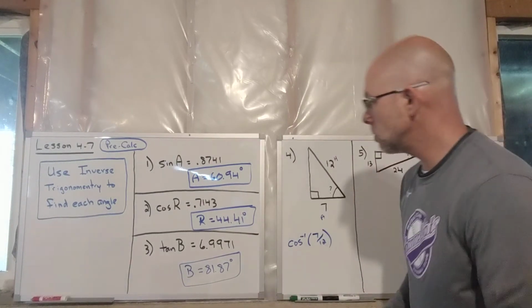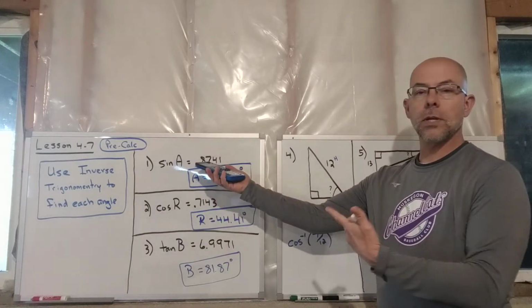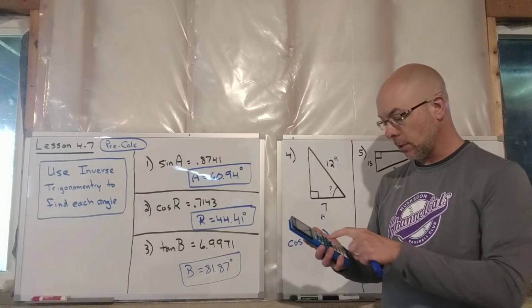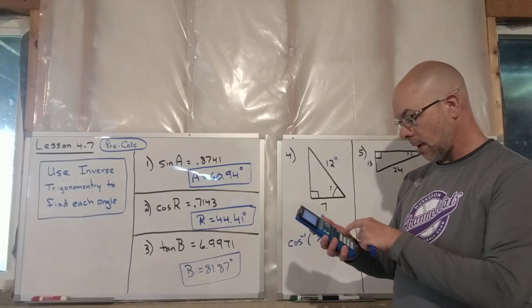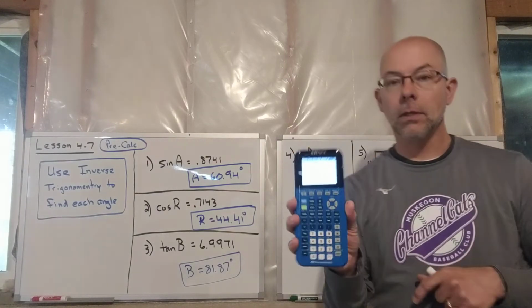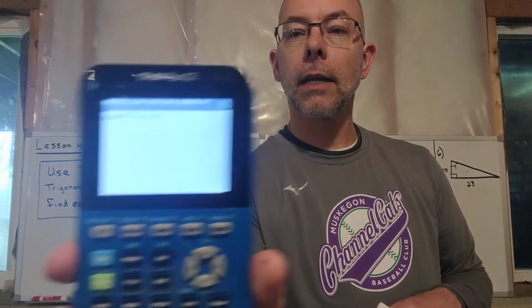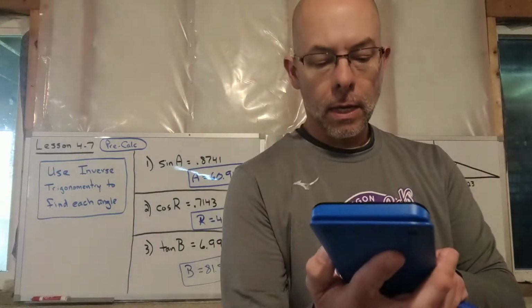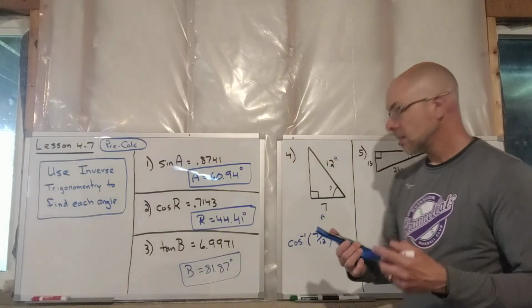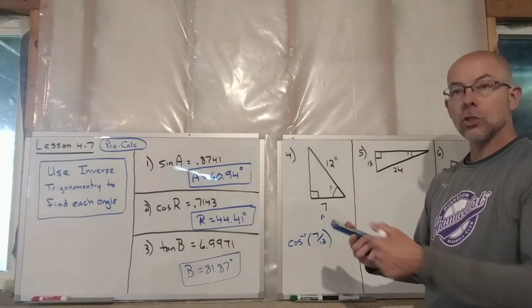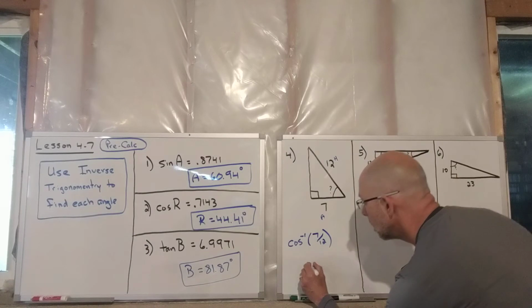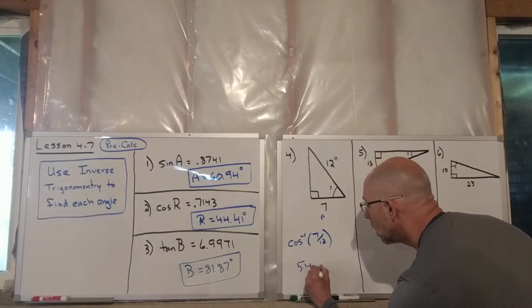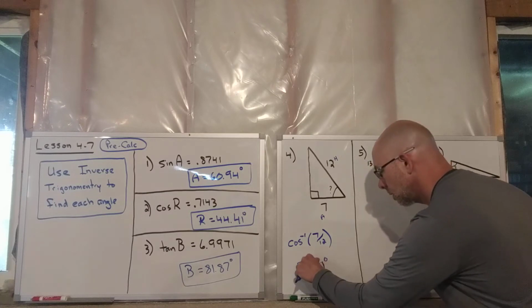So this time I'm using the actual fraction. Instead of like this one, I just gave you a decimal and say, hey, figure it out. Well, this one, if I go inverse cosine, 7 divided by 12. See, it'll look like that on your screen. And then you hit enter. Same as before, give me the angle to two decimal places. That's 54.31 degrees.